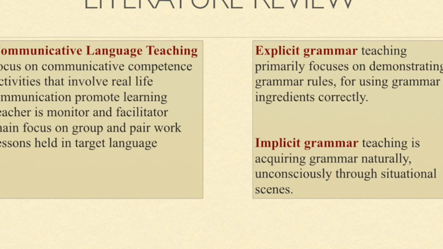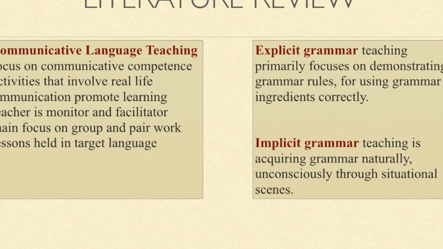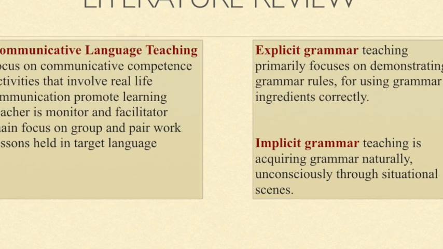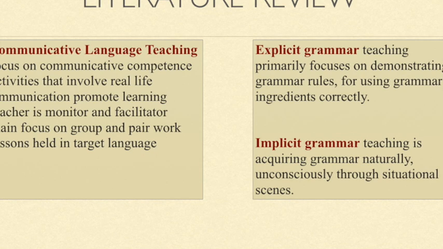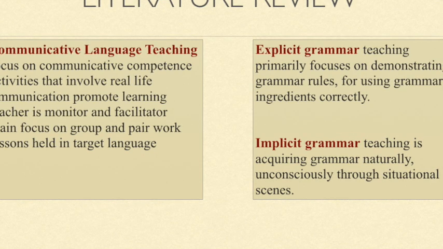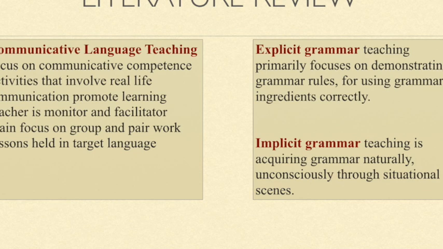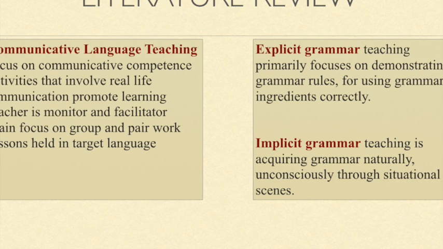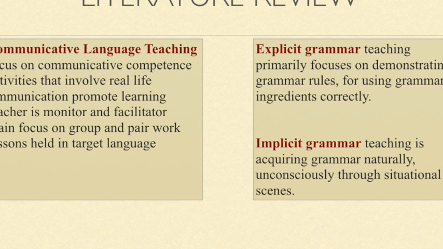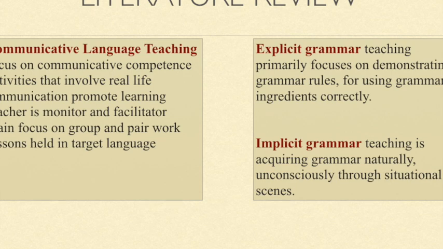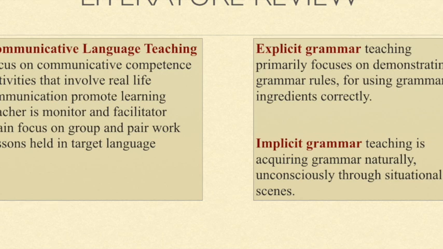And the next terms are explicit grammar and implicit grammar. Explicit grammar teaching primarily focuses on demonstrating grammar rules for using grammar ingredients correctly. The next one is implicit grammar. Here, the teacher doesn't provide the rule of the grammatical term. Teaching is acquiring grammar naturally, unconsciously through situational scenes.